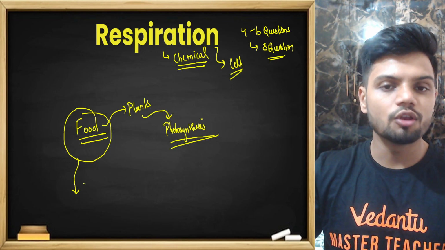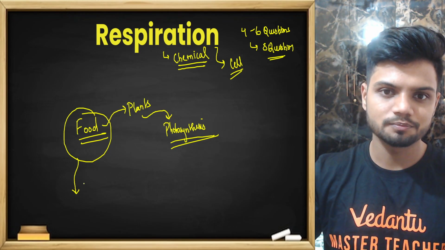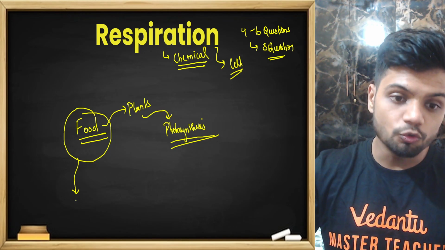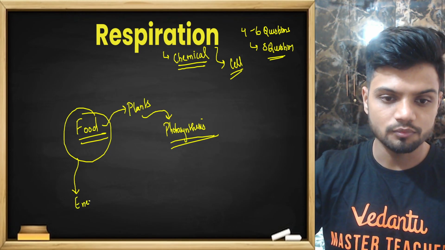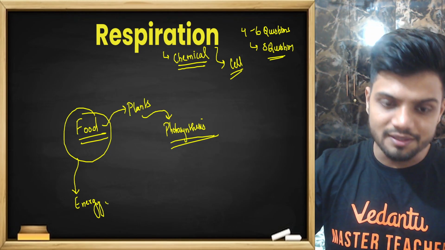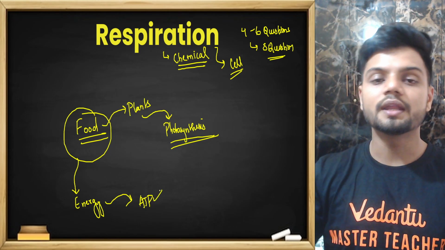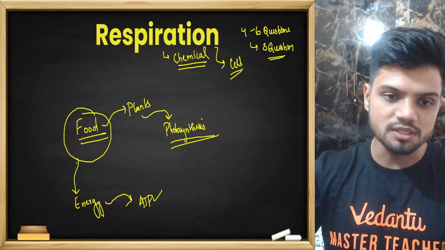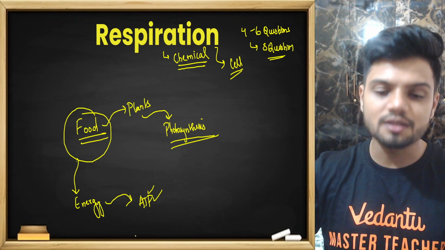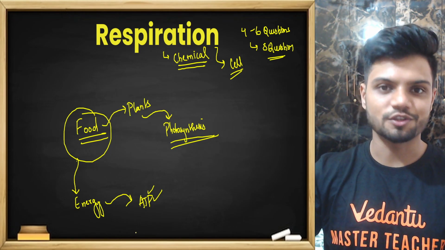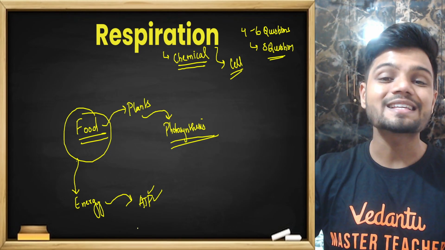What is oxidation? Loss of electrons or loss of protons. This food can get oxidized to produce energy. And this energy is stored in the form of ATP, adenosine triphosphate. This process, from the food to making energy, is called respiration.